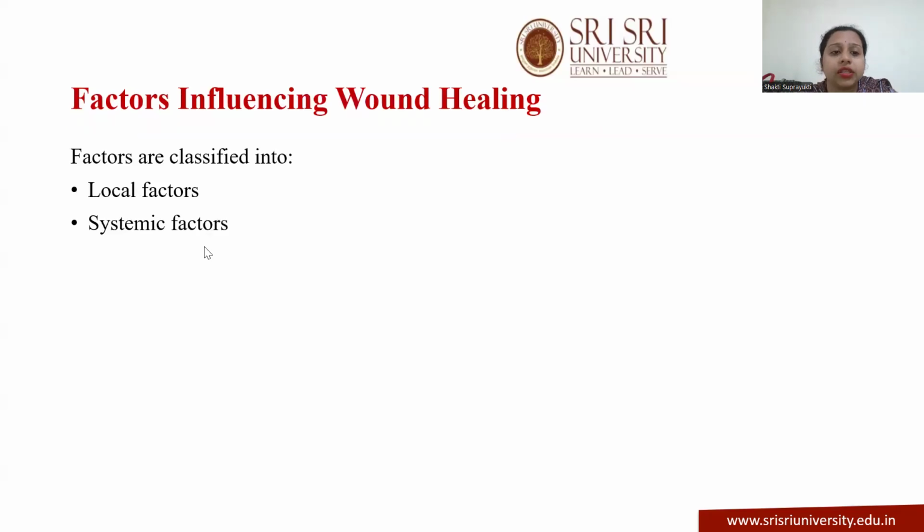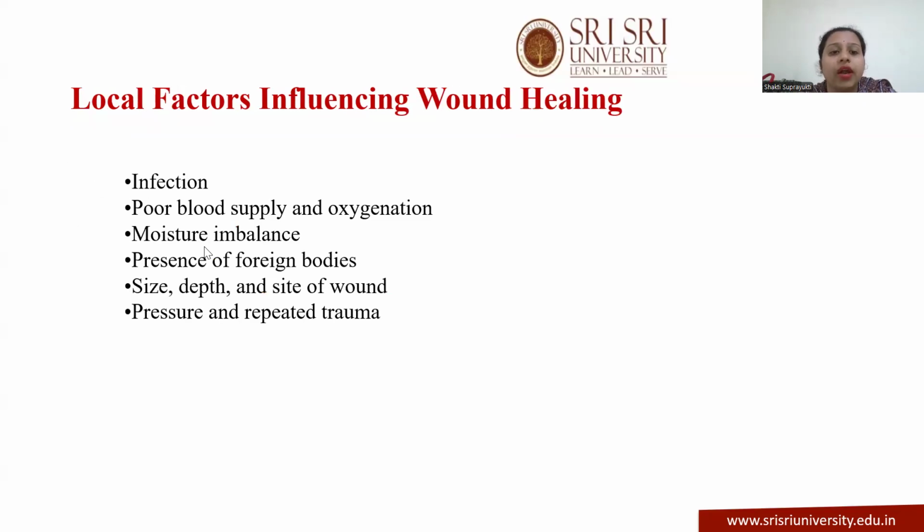Then what are the factors influencing wound healing? Mainly two factors affect wound healing: number one is local factors and number two is systemic factors. Firstly, the local factors influencing wound healing: infection, poor blood supply and oxygenation, moisture imbalance, presence of foreign bodies, size, depth and site of the wound, and also pressure and repeated trauma. These are the local factors affecting wound healing.